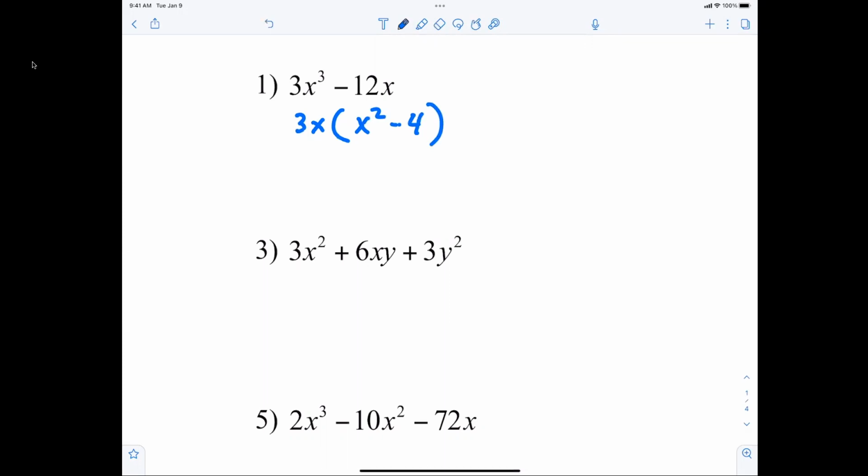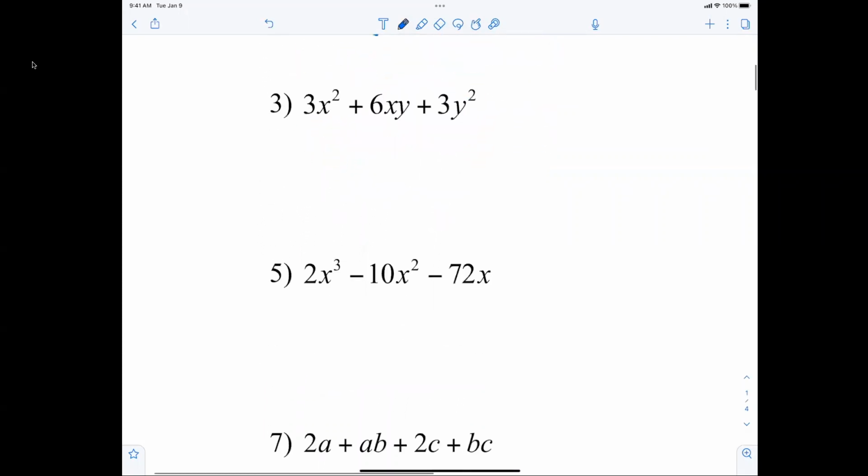Now, the x squared minus 4 is called the difference of squares. It's called difference because there's subtraction, and both of those are called perfect squares. So everybody should be able to look at that and say 3x parentheses x plus 2 and x minus 2. Simple as that. Anybody have any issues?